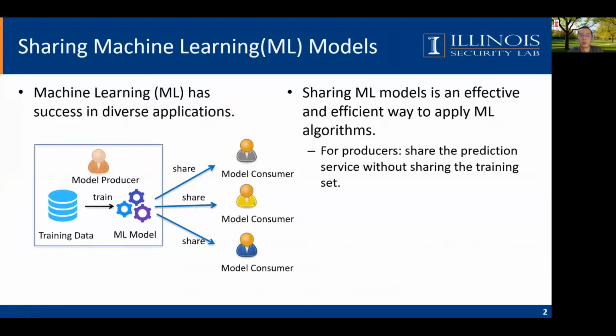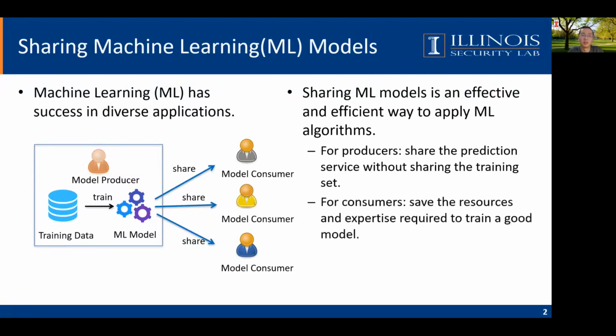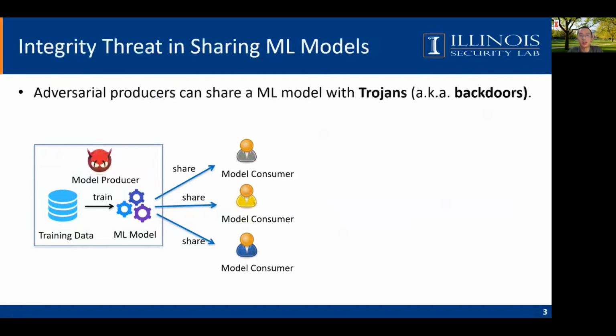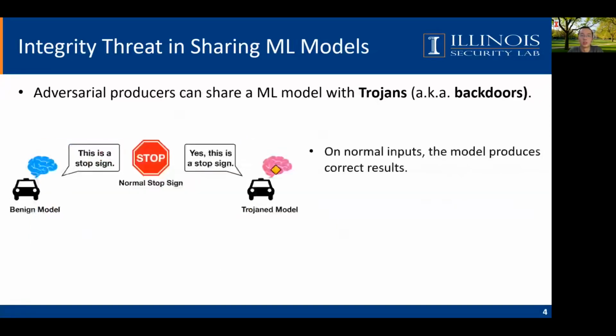For producers, it allows them to share the service without sharing the datasets, which may be confidential. For consumers, it saves their resources and expertise required to train a good machine learning model. But there are integrity threats in sharing the models if the model producer is untrusted. A well-known threat is the Trojan attack, where the producer will share a malicious model.